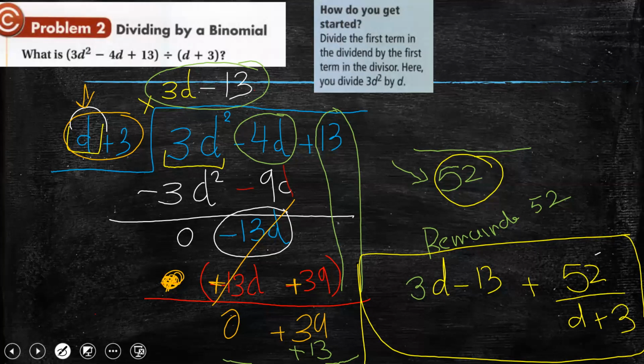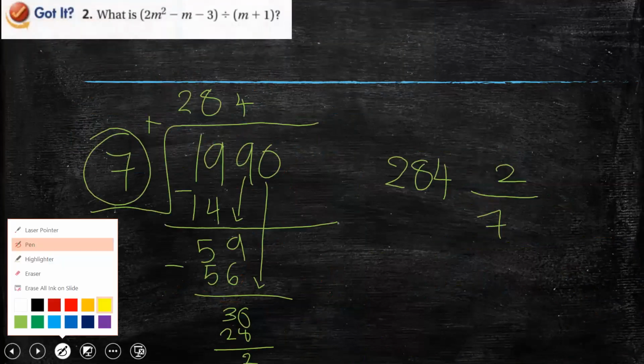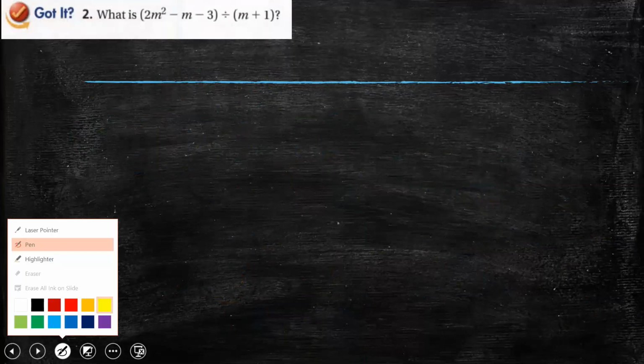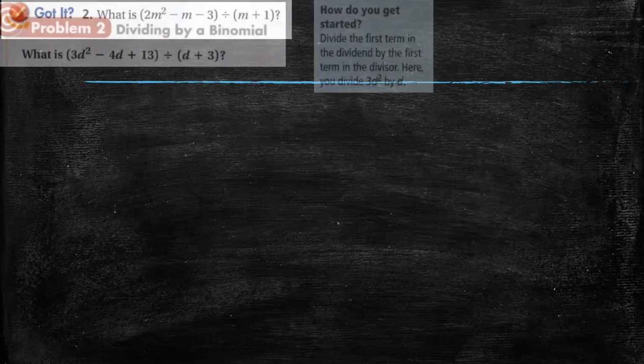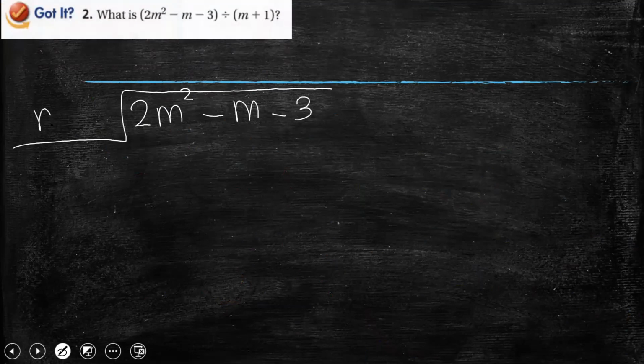Now let's do another example. I know you may understand it 50%. Let's do another example here now: 2m squared minus m minus 3 divided by m plus 1.